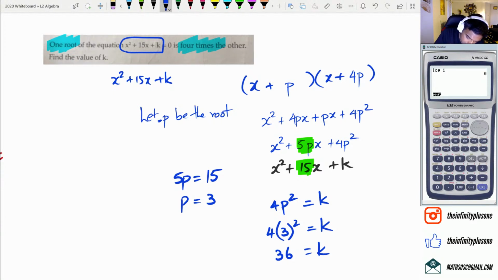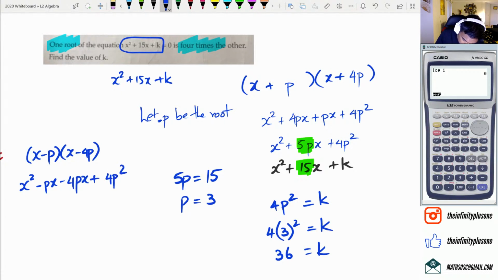Well, okay, even if you were to do x minus p, this is what's going to happen. x minus p times x minus 4p. What you're going to get is x squared minus px minus 4px plus 4p squared. So what you're going to end up with is negative 5px. And so this is still going to be x squared plus 15x plus 4p squared. Now, that's going to be k.